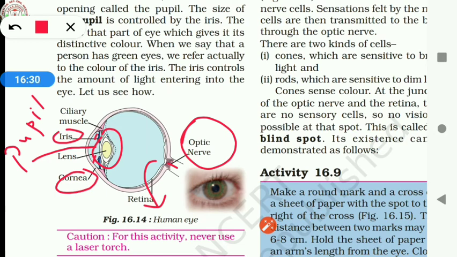At the junction of the optic nerve and the retina, there are no sensory cells. So no vision is possible at that point, and it is called the blind spot. Its existence can be demonstrated as follows. One activity is given that we will see in the next video.